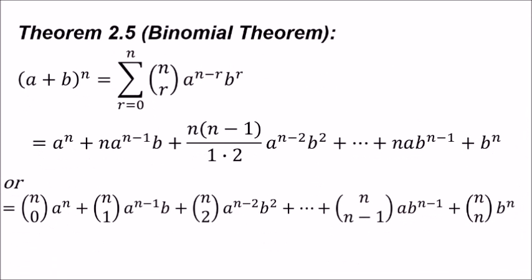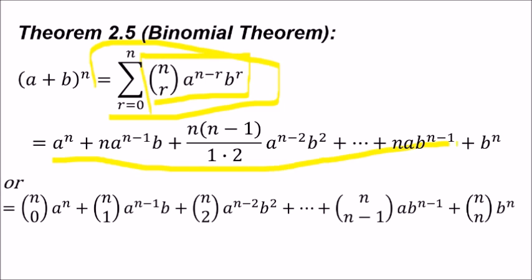We have here the theorem 2.5. We call this binomial theorem. The expansion of the binomial a plus b quantity raised to the power of n is equal to the summation of this quantity here. Or this is also equal to this one. And if we are going to use the formula for the binomial coefficients, so yung mga coefficients nila actually is ito na yun. No? Starting with n combination 0, n combination 1, n combination 2, hanggang sa n combination n. So yung mga coefficients pala nung binomial expansion ay galing dito sa theorem na to, binomial theorem.